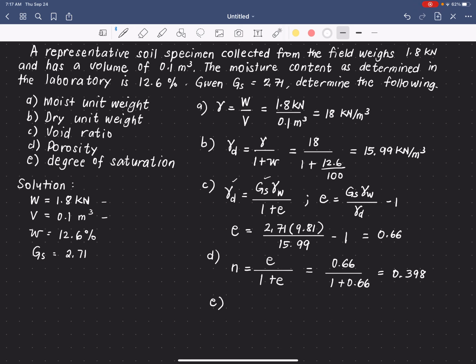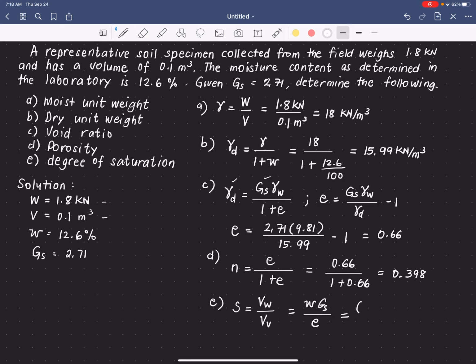Lastly, for the degree of saturation, which is denoted as S, the general formula is the volume of water divided by the volume of voids. But we don't have the volume of water and volume of voids. But you remember, we have a certain relation that is very useful containing the other parameters, which are the water content, specific gravity, and the void ratio. If you remember that S is equal to the water content multiplied by G sub s divided by e. And we have the water content, the specific gravity, and the void ratio. So from here, we can solve for the degree of saturation.